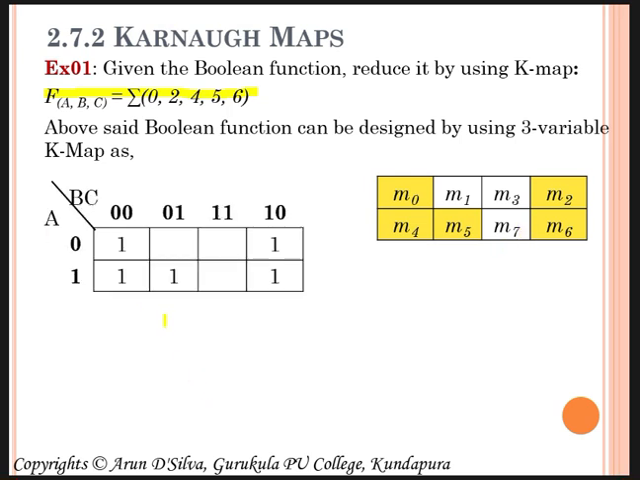Now here, I have taken one variable to the row side, that is A, and on the column side I have taken the B, C variables. These values are written according to the gray code or reflection code, that is 00, 01, 11, 10. According to that, your M0 comes here, M2, M4, M5 and M6. Only these places we have to put 1. Other places leave as they are.